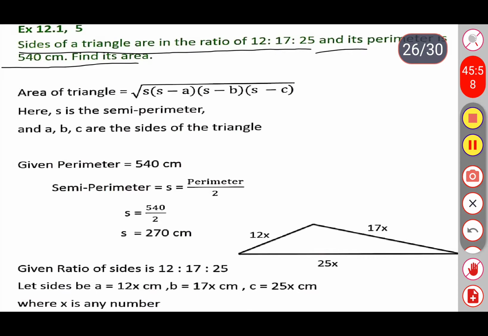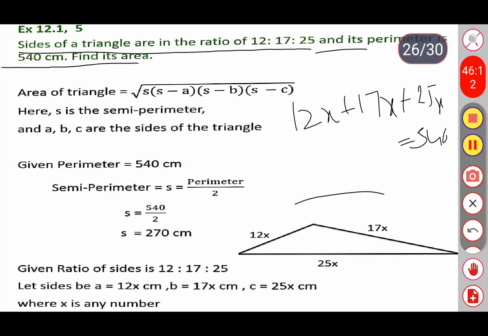So 12x plus 17x plus 25x, which is equal to 540. So by adding all these, what will we get? 12x plus 17x plus 25x, that is nothing but 54x.